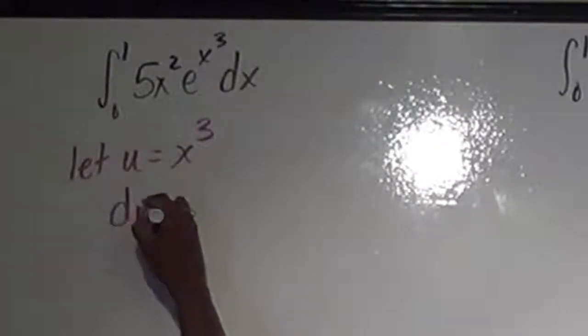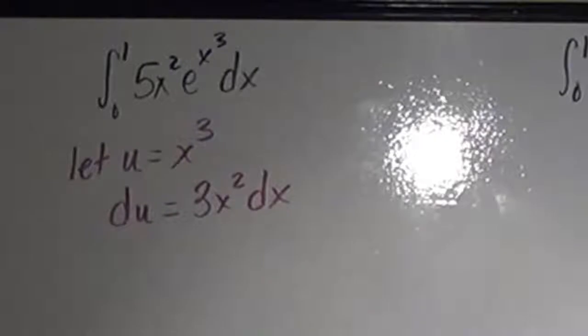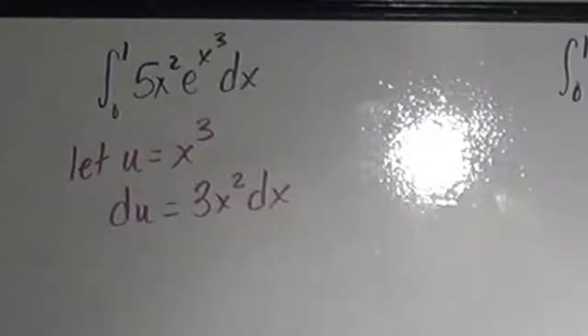And my differential is going to be 3x squared dx. Now, one of the differences between u substitution with definite integrals as opposed to just indefinite integrals is that when I change my function from f in terms of x to something in terms of u, I need to make sure I change my limits on my integral.